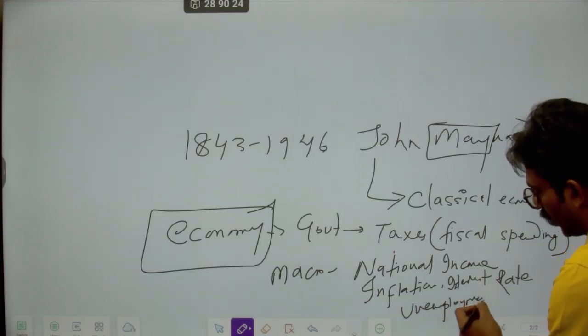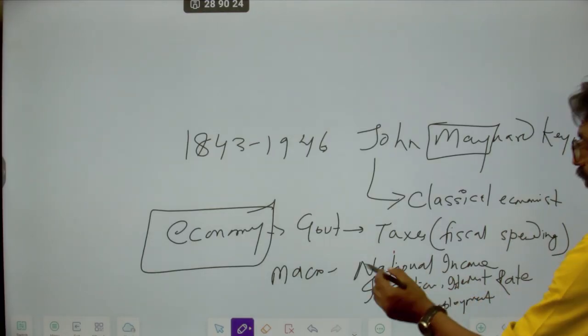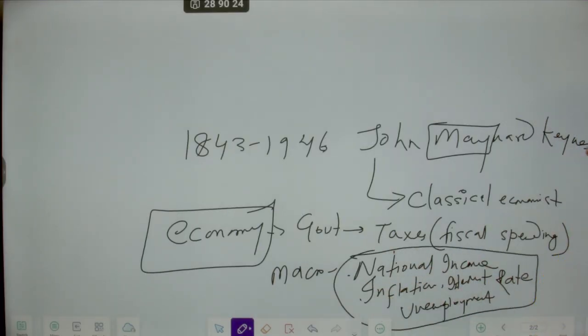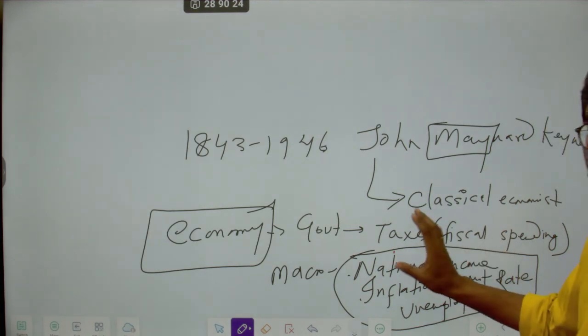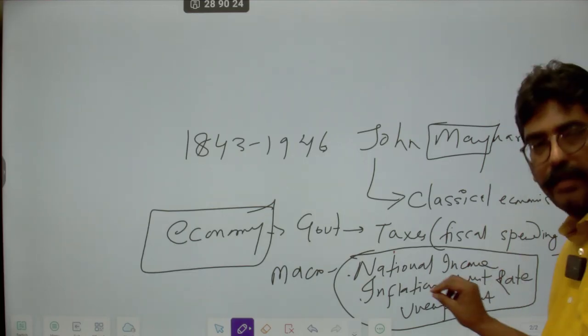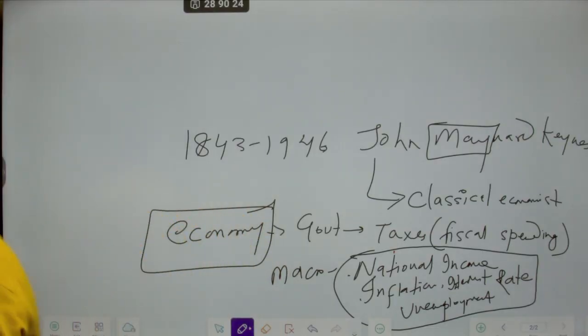So forget about what John Maynard Keynes says. I mean, what Mr. Keynes said is important. But as far as macroeconomic factors are considered, at least you should be well versed with national income, the inflation part of it, a related concept which is interest rate, and also a related concept which is unemployment. Very, very important. So take a note of this one.